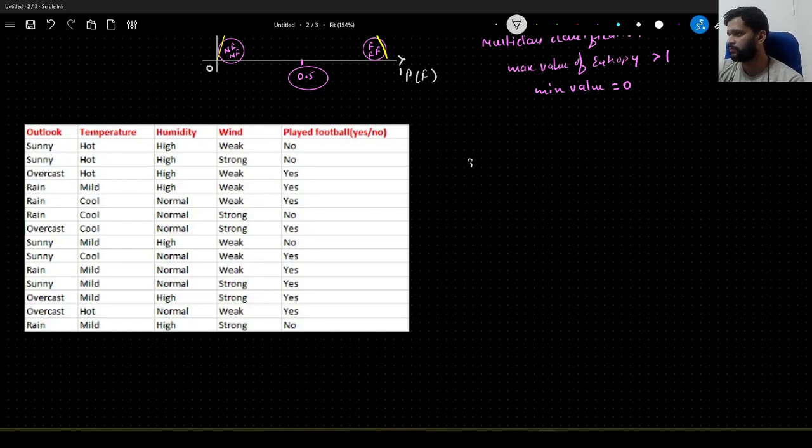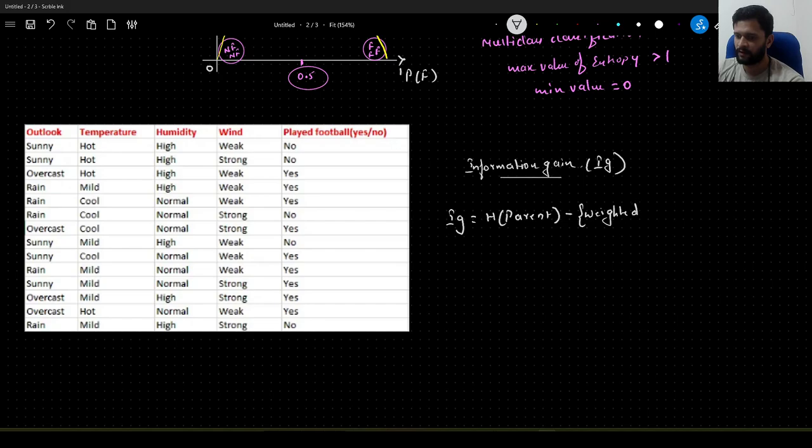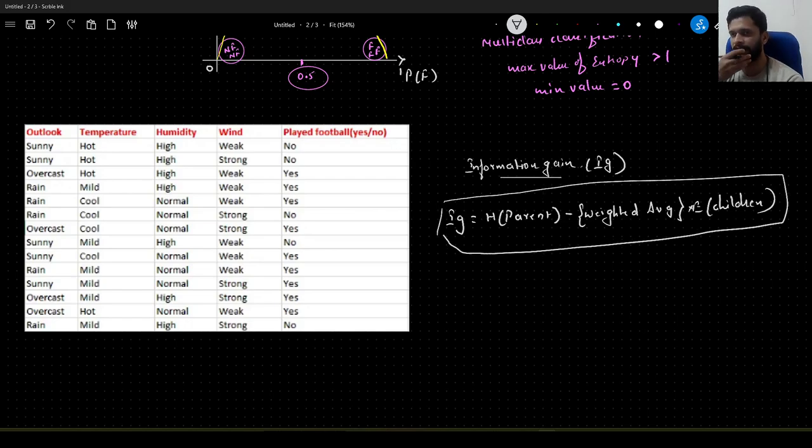Let me write that down. Information gain, in short, I will represent it as IG. This can be written as IG is equal to the entropy of the parent node minus the weighted average multiplied by the entropy of the children. Okay. So this is the formula to calculate the information gain. Why we need this, I'll tell you in a while as I explain the decision tree algorithm with this particular data set.